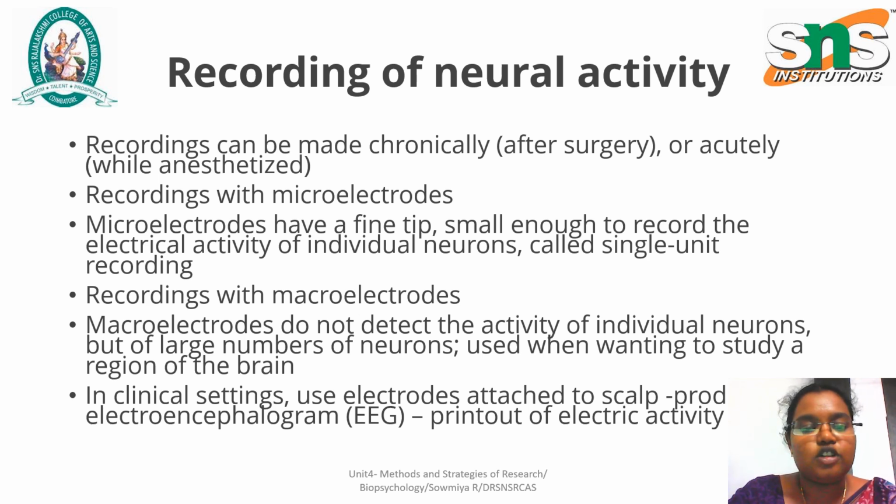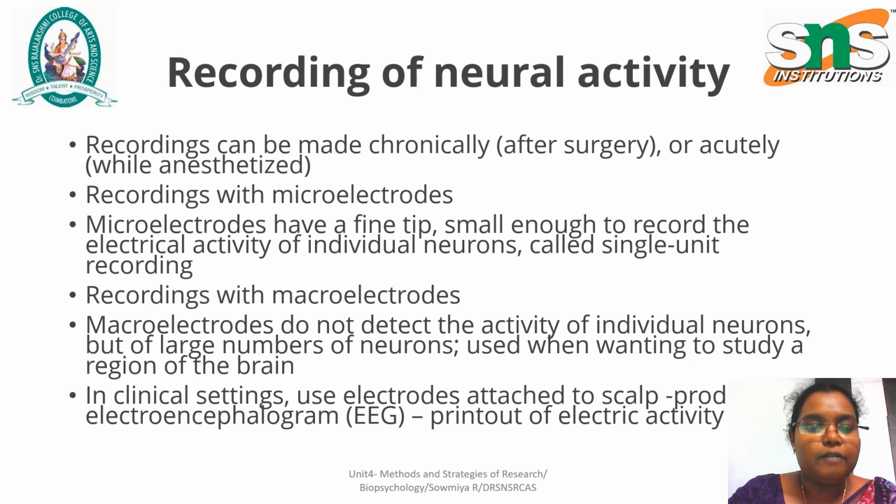Electroencephalography, EEG, is a technique that involves placing electrodes on the scalp to measure the electrical activity of the brain. EEG is used to study brain waves and to diagnose neurological disorders. Magnetoencephalography, MEG, is a technique that measures the magnetic field produced by electrical currents in the brain. MEG is used to study brain activity with high temporal and spatial resolution.